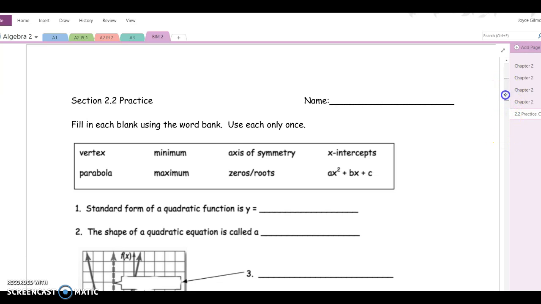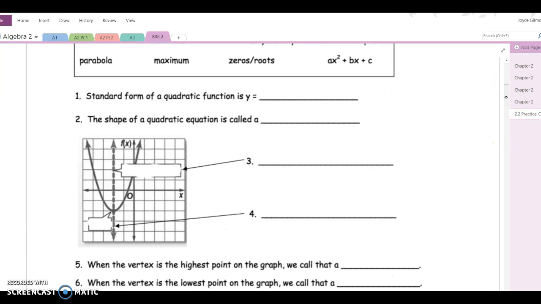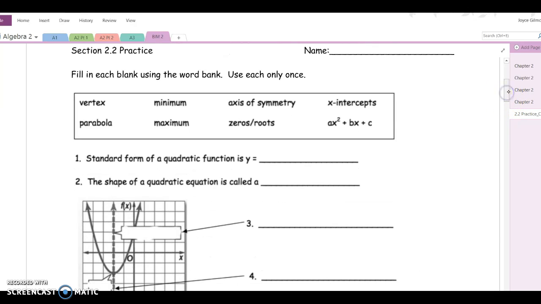So this first page is fill in the blank. It's helping you to get more familiar with all of the terms associated with quadratic functions. Keep in mind this term right here, zeros, roots. What are zeros and roots the same as? Do you remember? They're the same as the x-intercepts.